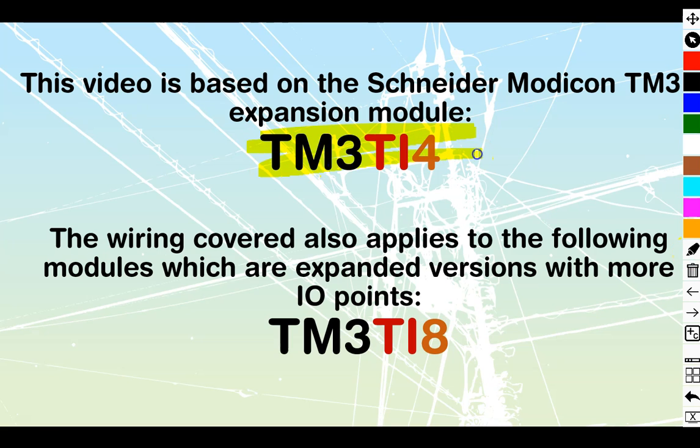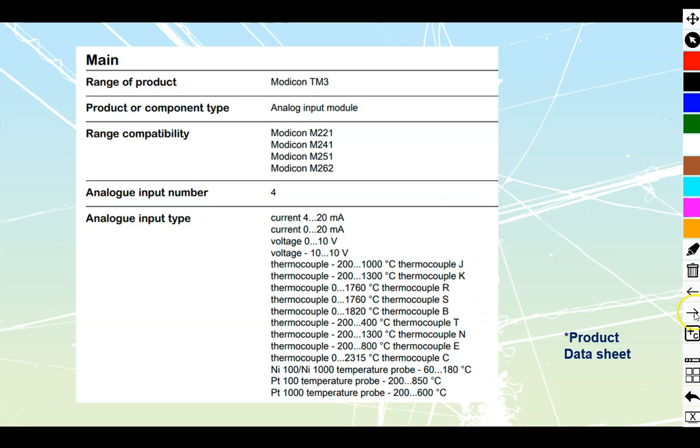We're using the TM3TI4. TI stands for temperature input, and the 4 tells us it's got four inputs. What we cover inside of this video could be expanded out to the larger TM3TI8 as well, if you have one of those. Starting inside of the data sheet, we see that it can be used with the 221, 241, 251, or 262 style of Modicon.